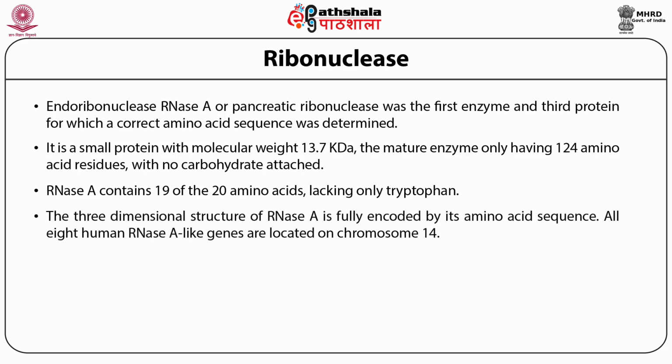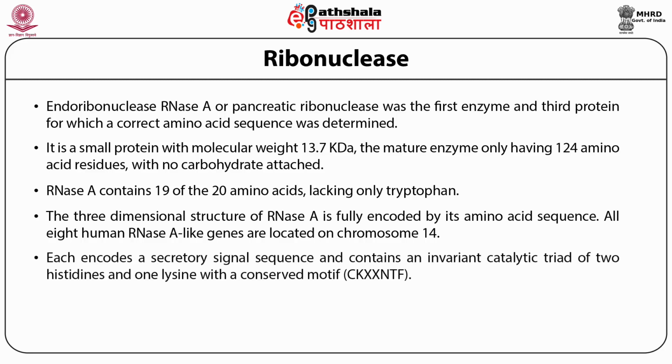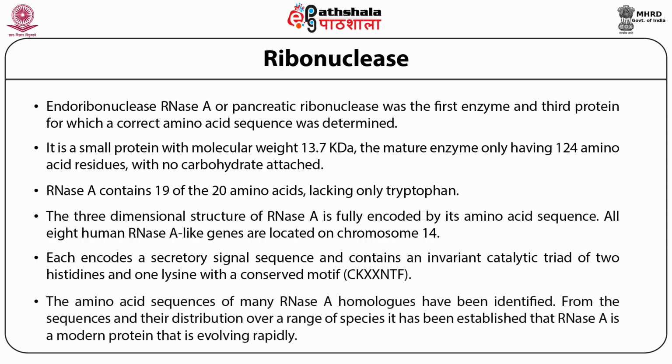The three-dimensional structure of ribonuclease A is fully encoded by its amino acid sequence. All 8 human RNase A-like genes are encoded on chromosome 14. Each encodes a secretory signal sequence that contains an invariant catalytic triad of 2 histidine and 1 lysine with a conserved motif of CKXXNTF, where X can be any amino acid. The amino acid sequences of many RNase A homologues have been identified, and from the sequences and their distribution over a range of species, it can be established that RNase A is a modern protein that evolved rapidly.